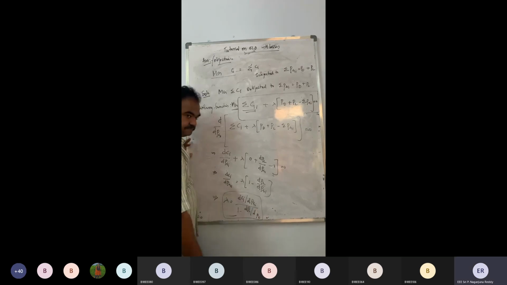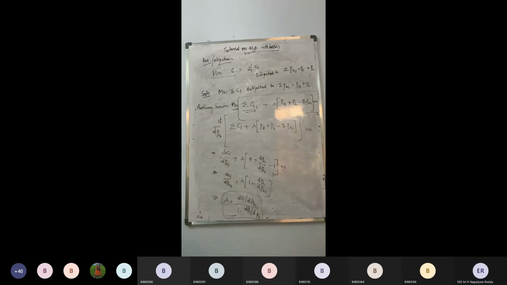This is the condition. Earlier, what we have got, the condition lambda is equal to dCi by dPGi. Only this was the condition for us without losses. But now what we have got is another term in the denominator, which is 1 minus dPL by dP. That we will solve tomorrow. So that's it for today.